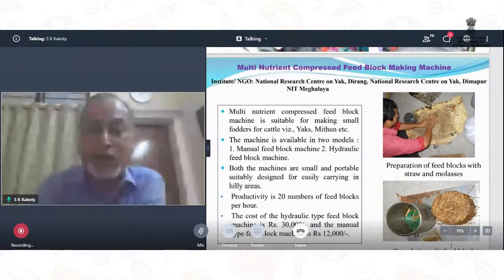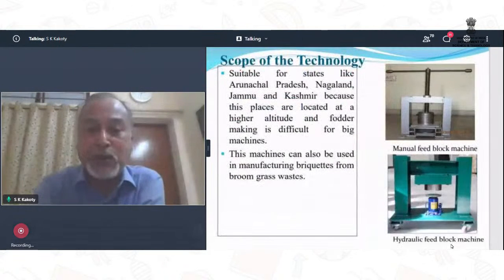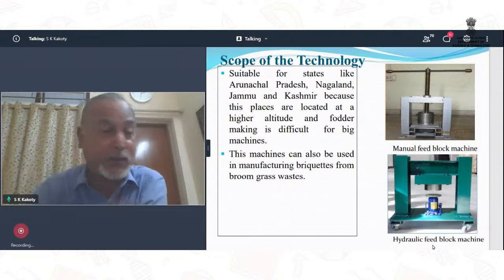We have developed two different machines. One is pure manual, the other one is hydraulically operated. Initially we started with the hydraulically operated one, but oil is used in it, so many people thought that there may be some contamination to the food. So we have come up with the pure manual one. Pure manual one is costing around 15,000 rupees only, and the hydraulic one is costing more than 30,000 rupees.